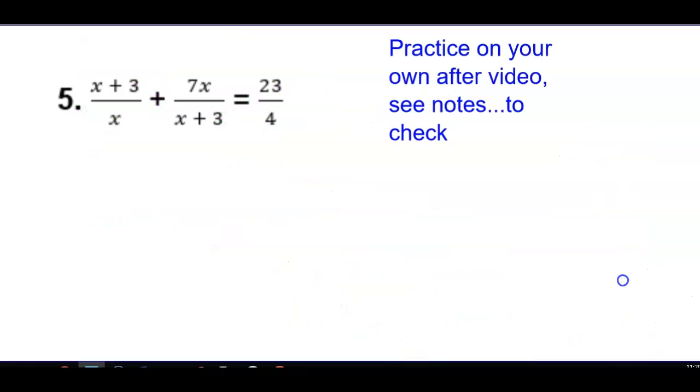All right, number 5 will be done on the notes. The common denominator you're going to need is a 4 and an x plus 3. I'll do that in the notes, but I just want you guys to try that one on your own. Make the video a little shorter.